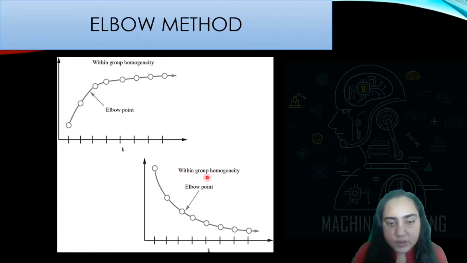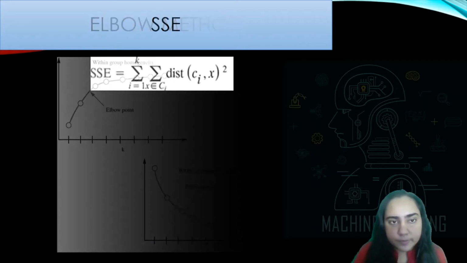And if you take a look at this graph, this is also a curve that's moving upwards. But in this case, after this point, the homogeneity increases. That means after this point, the points are closer to each other. They are getting more and more similar. So you can say this is your elbow point.